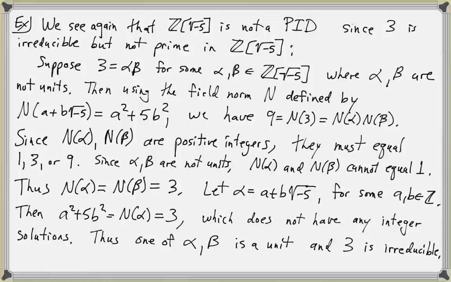So we now have all the terminology to define a new class of rings called unique factorization domains. This will be the next topic that we should discuss.